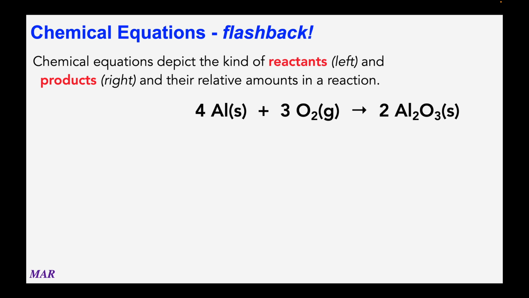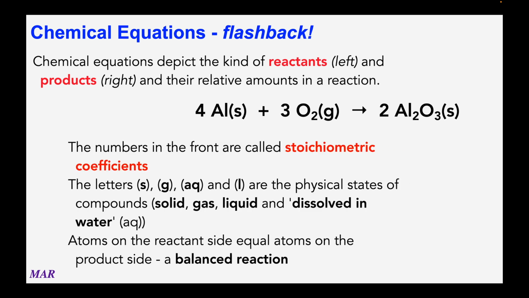That's okay. But the atoms of aluminum on the reactant left side equal the atoms of aluminum on the product right side, and the atoms of oxygen, 3 times 2, 6, equal the atoms of oxygen, 2 times 3, 6, on both sides. So it's the atoms that are balanced, but not necessarily the coefficients. Those coefficients are super important, though, we're going to see in a little bit, so just hang on.